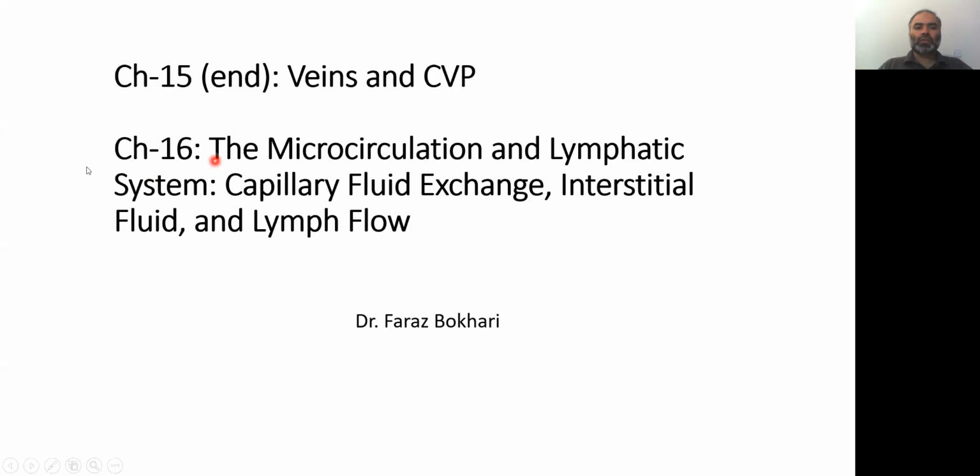And then we will discuss chapter 16, which basically discusses the meta-arteriole onward side of things: meta-arterioles and capillaries, the arterial end and the venous end. Veins, as we have mentioned already, we've done that. So in this particular chapter, we will discuss the microcirculation, which is basically capillary networks and whatever events are happening around those capillaries. And then the lymphatic system, why it is important to understand that, and so on and so forth.